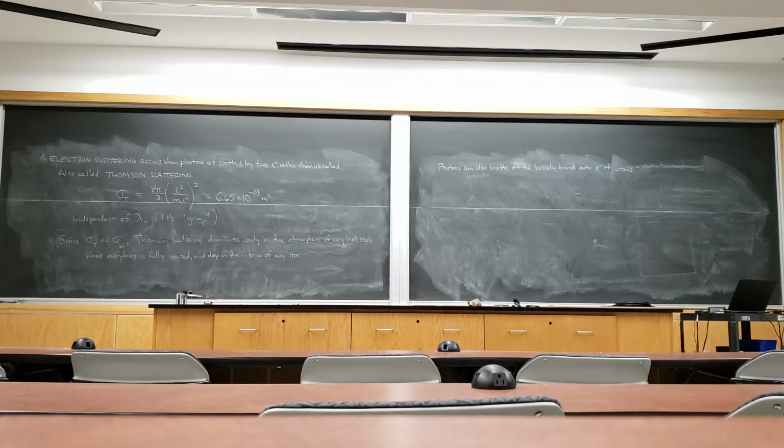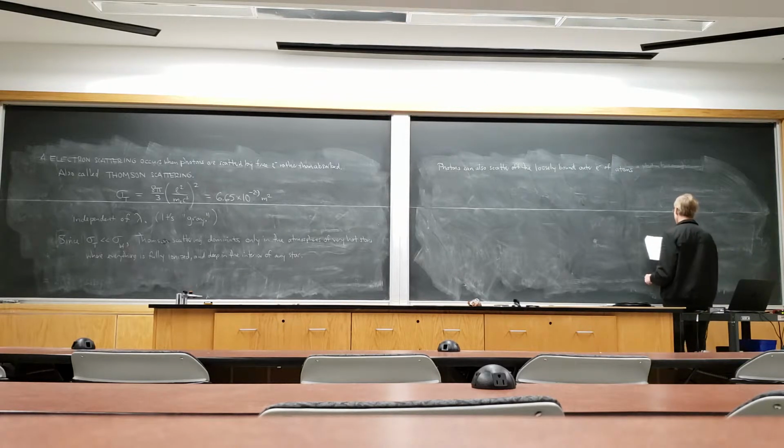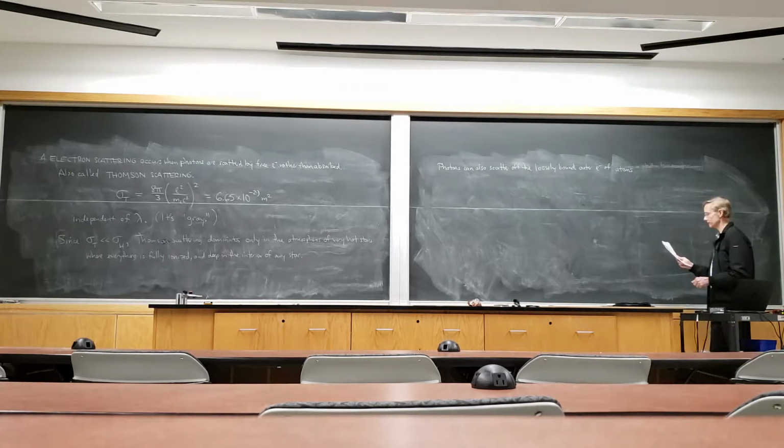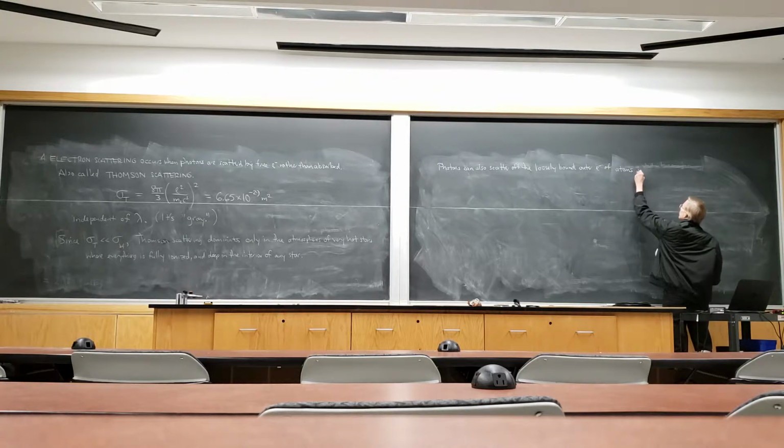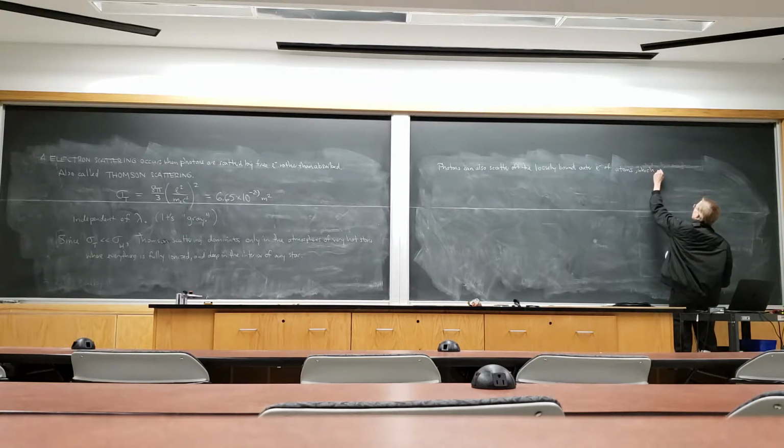I see. Okay. Wow. So they can scatter off loosely bound outer electrons of atoms, and that's called Compton scattering if the wavelength is much smaller than the size of the atom, and it's called Rayleigh scattering if the wavelength is much bigger than the size of the atom.